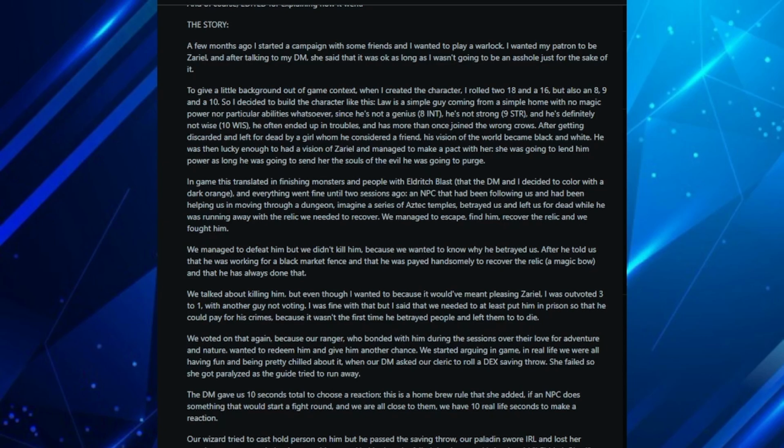When our DM asked our cleric to roll a dex saving throw, she failed, so she got paralyzed as the guy tried to run away. The DM gave us 10 seconds total to choose a reaction. This is a homebrew rule that she added. If an NPC does something that would start a fight round, and we are all close to them, we have 10 real-life seconds to make a reaction.